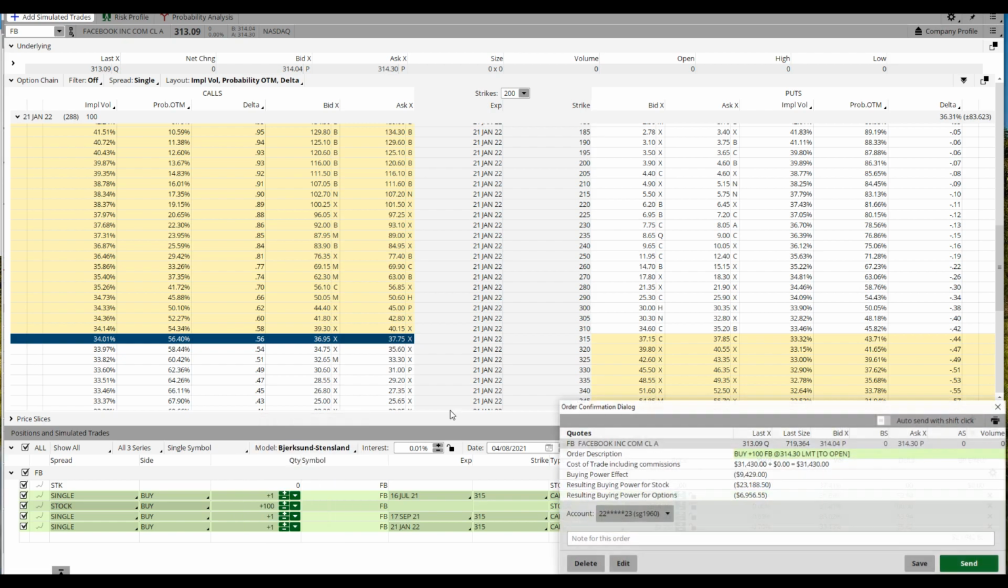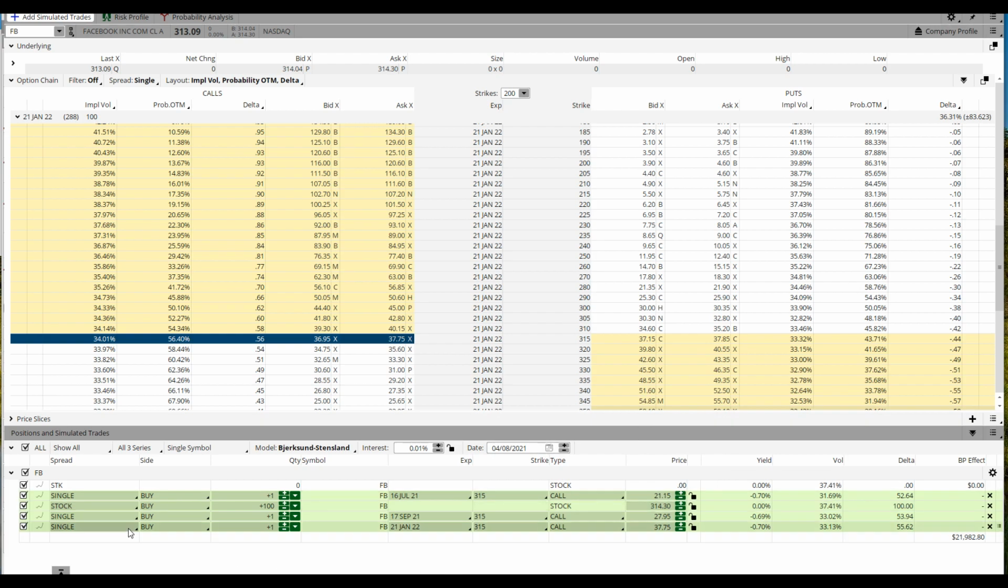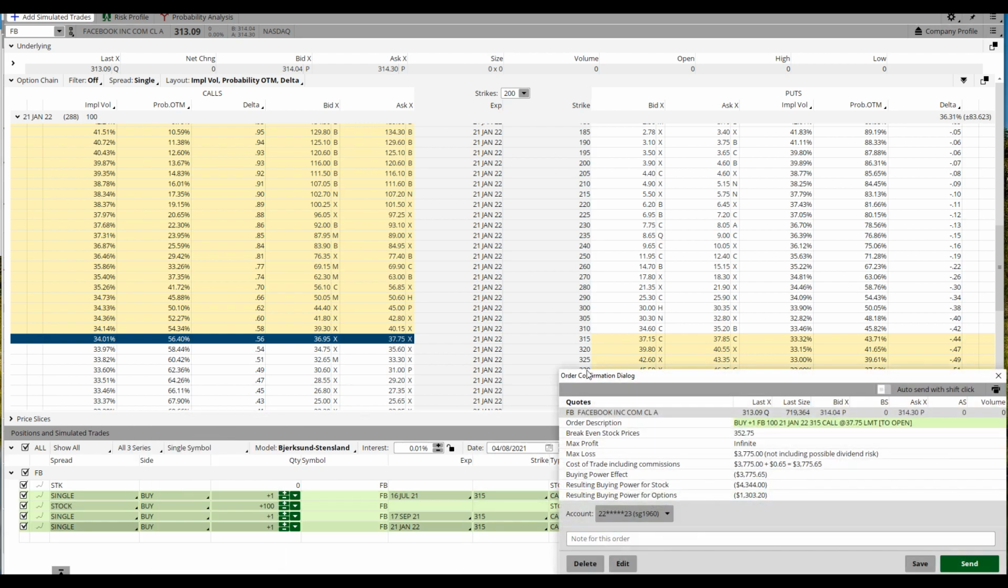When you trade shares, what is your profitability? It's unlimited. What's the maximum loss? See, our cost of trade is $31,000. If you notice, the buying power effect, which we don't count, is $9,000 over dollars. What's buying power effect? The way you see it, it's a margin. So you can hold a trade at $10,000 or $9,429, but your capital exposure is still $31,430.